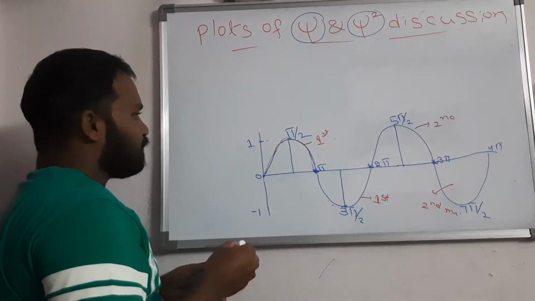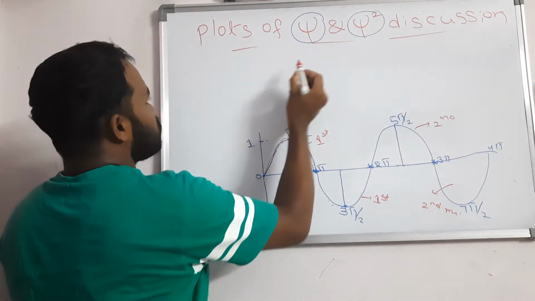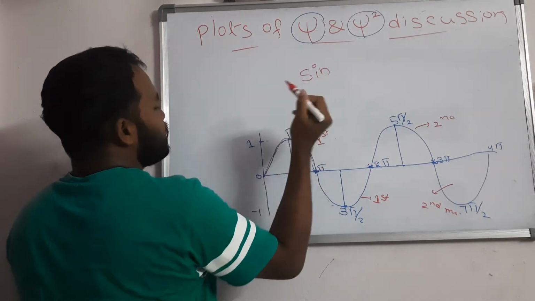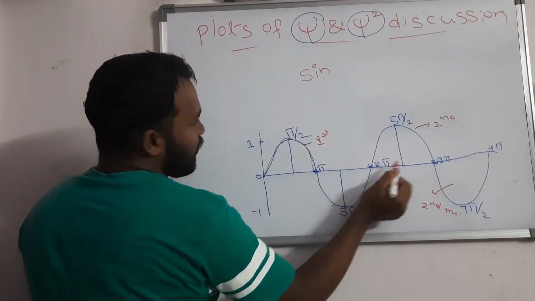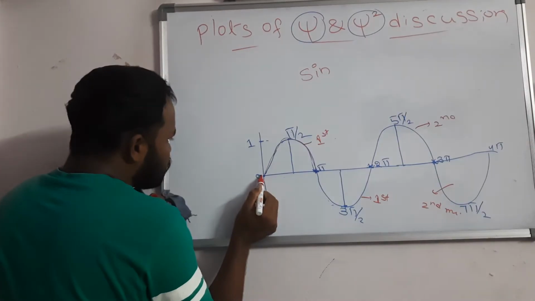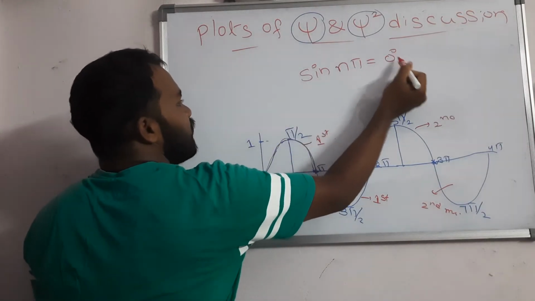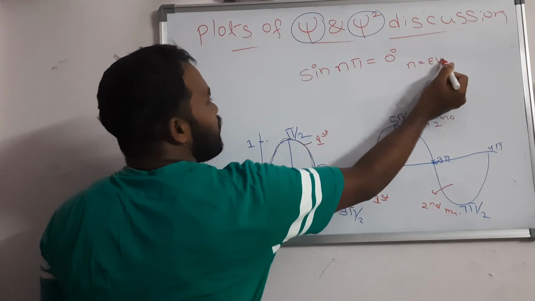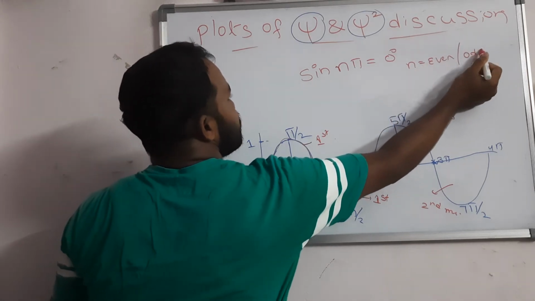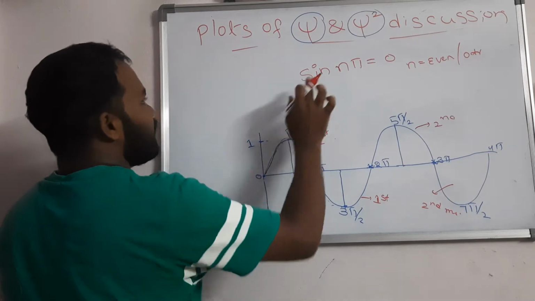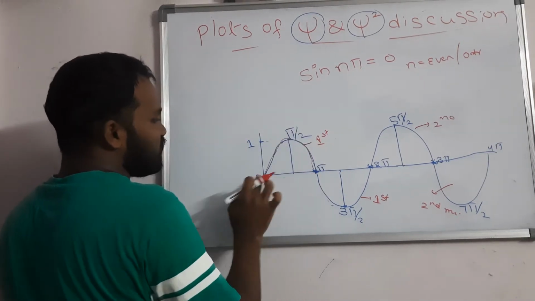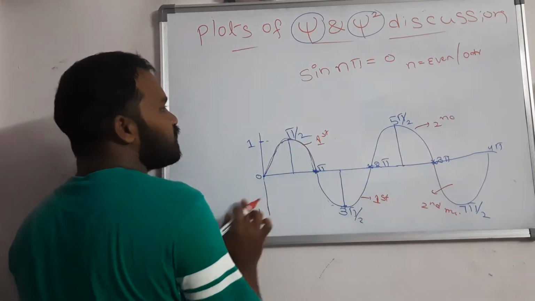All these are basic concepts. For pi, 2 pi, 3 pi, 4 pi, the value of sine is 0. That means sin n pi is 0, where n is either even or odd. So the value is 0: sin pi is 0, sin 2 pi is 0, sin 3 pi is 0.